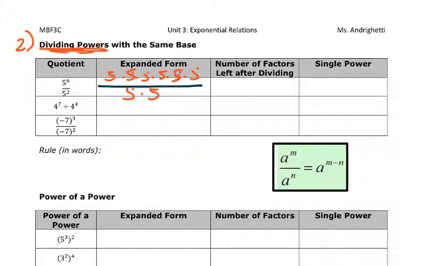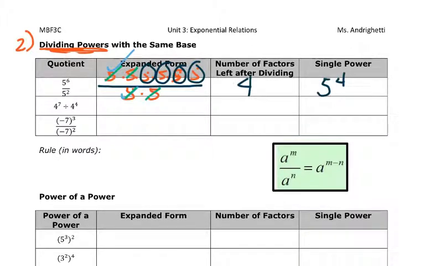Okay, so now what we're going to do is we're going to cross out any 5s that undo each other. So for example, this 5 can undo this 5, so we're going to cross those 2 out. I'm going to cross it, cross it. This 5 can undo this 5. So all we have left is 1, 2, 3, 4 5s. So the number of factors left after dividing, we've got 4 left. So if we were to write 5 multiplied by itself 4 times as a single power, it would be 5 to the power of 4.